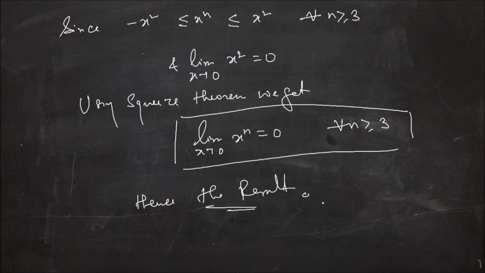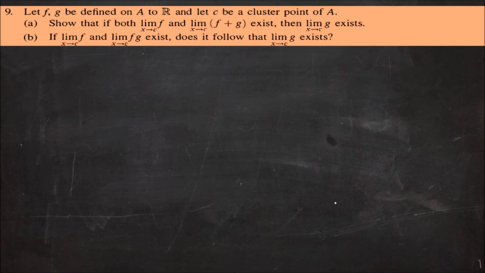Now let us move to question number 9. So what is question number 9? We have been given that f and g are two functions defined on A, and c is some cluster point of A, and it is given that the limit as x tends to c of f exists, and the limit as x tends to c of f plus g exists. Then we have to show that the limit as x tends to c of g exists.